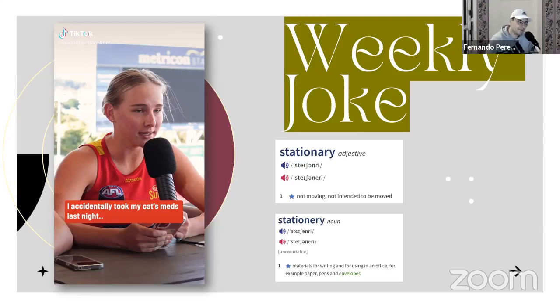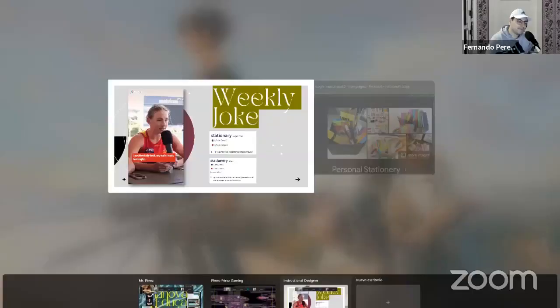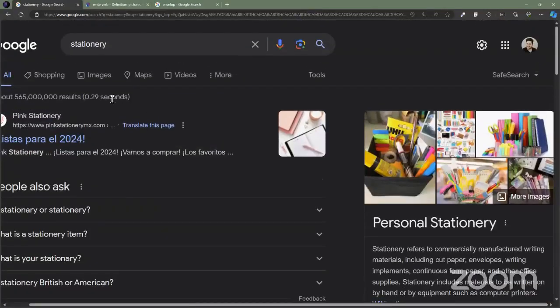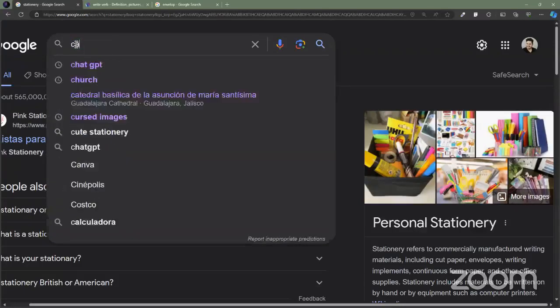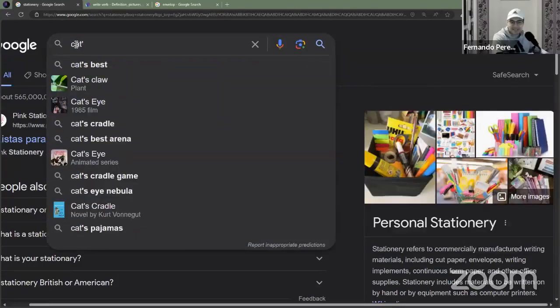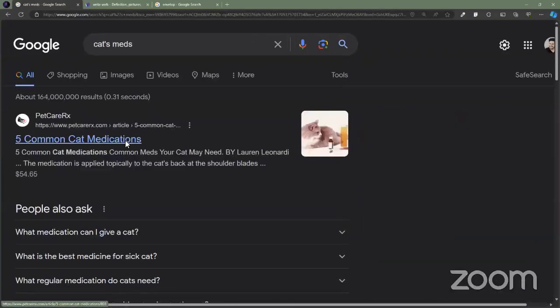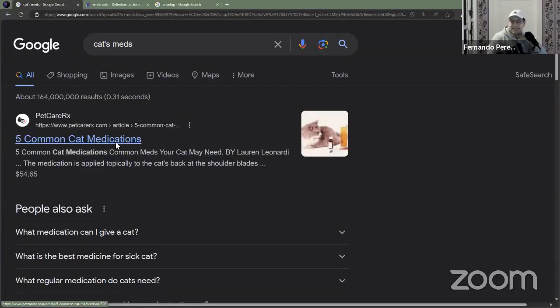If you go to Google, I got med. Yeah, ready. You understand meds. Yes. 5 common cat medications. Okay.